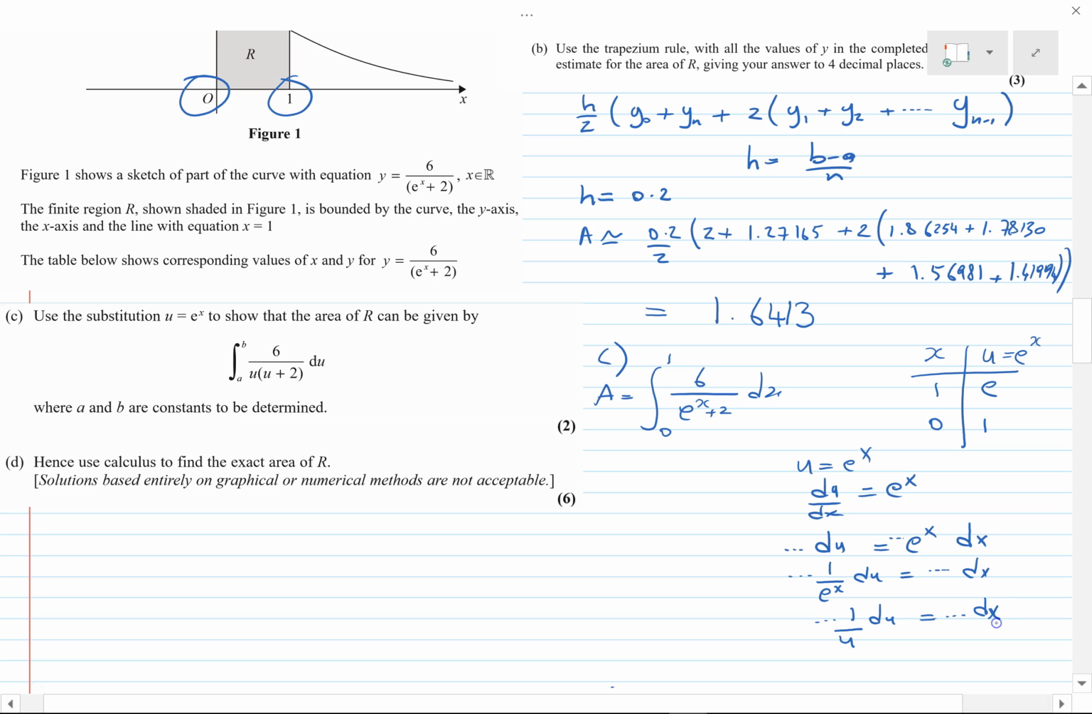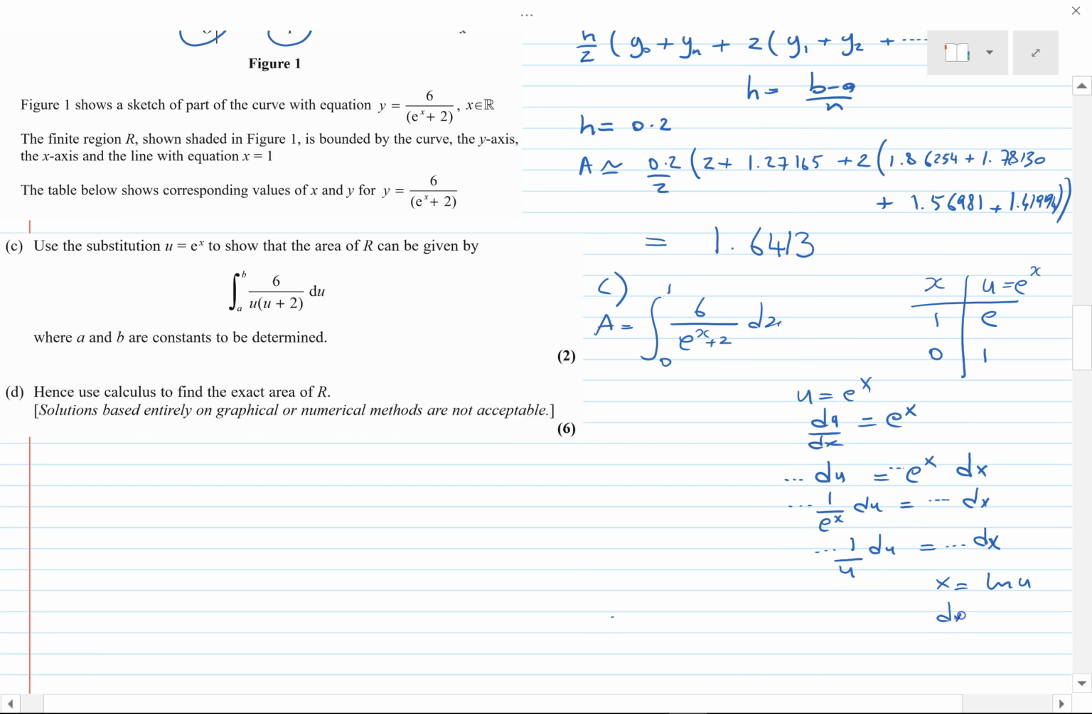Incidentally, we might have preferred to write x is equal to ln u, and then we could have written dx by du is 1 over u, and we might have got it a bit quicker that way. So dx is 1 over u du, but all roads lead to the same place if we use the correct principles, and either of those is fine.